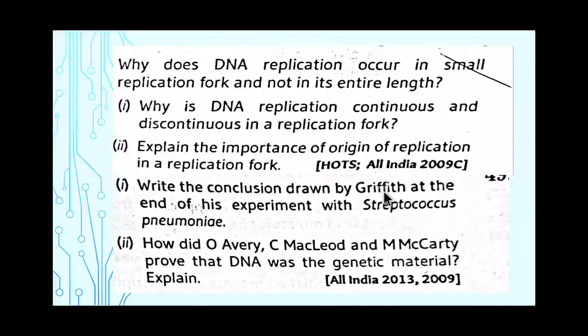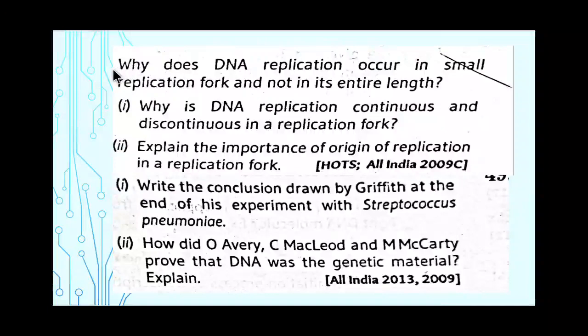Now, the next question is, why does DNA replication occur in small replication forks and not in its entire length? Next is, why is DNA replication continuous and discontinuous in a replication fork? And explain the importance of origin of replication in a replication fork. So, this is of 3 marks. So, first question, how will you do? It is written that why does replication occur in small replication forks and not in its entire length?